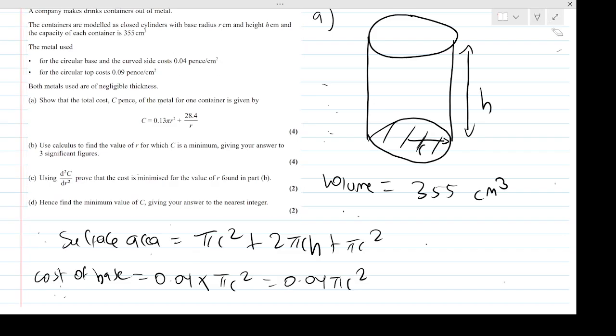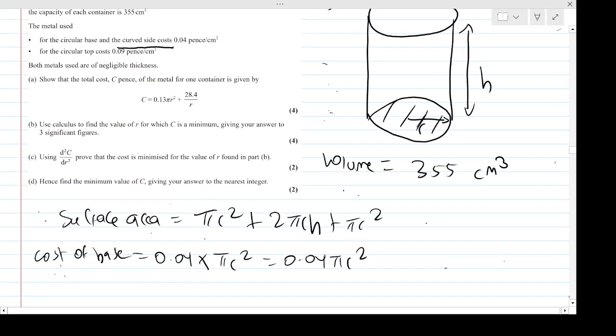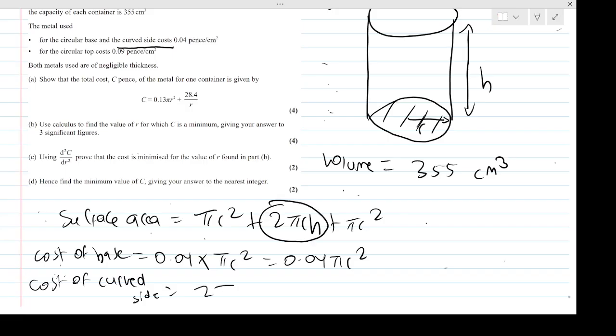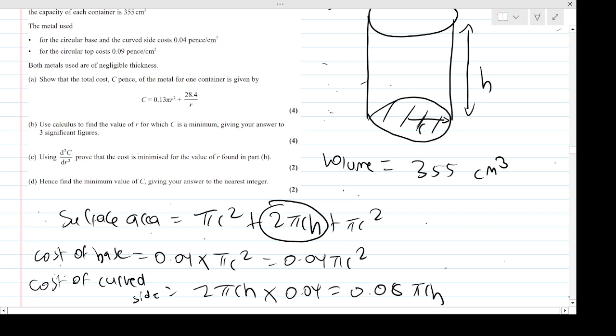Then we're also told the cost of the curved side is 0.04 pence per centimetre squared. So the cost of the curved side: the surface area is 2 pi rh, right? That's the surface area of this whole curved main side here. Then the cost is 0.04 pence per centimetre squared. So the total cost is my surface area times 0.04 again. That'll be 0.08 pi rh, right?